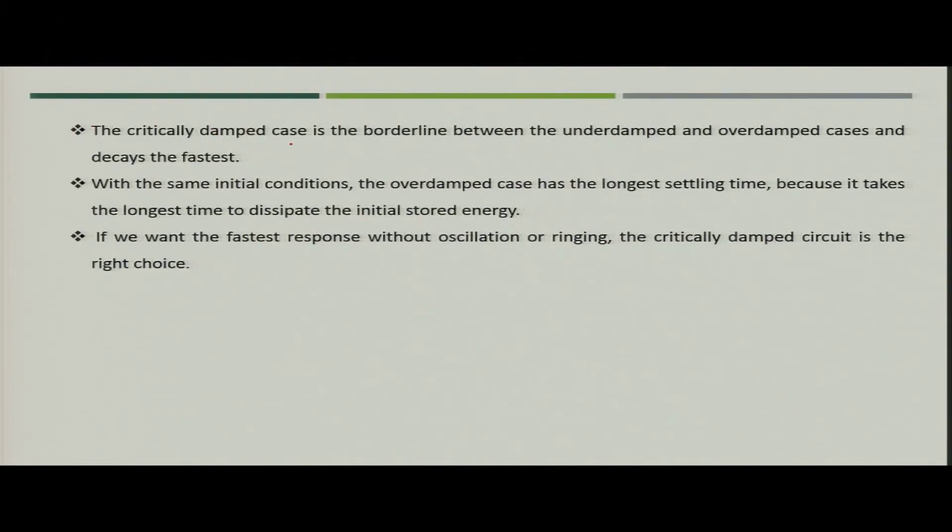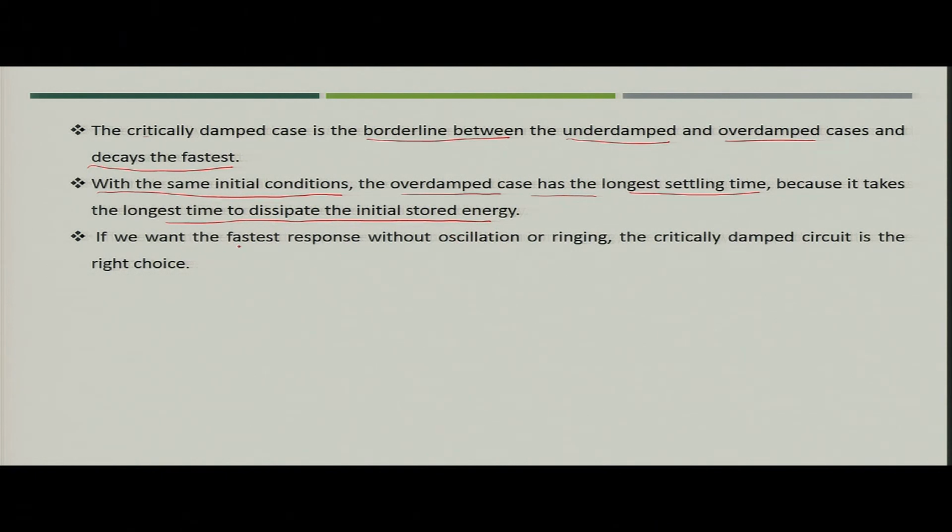Now, the critically damped case is the borderline between underdamped and overdamped cases and decays the fastest. So, if you have a system which is critically damped, it means that it will decay the fastest. With the same initial conditions, the overdamped case has the longest settling time, because it takes the longest time to dissipate the initially stored energy in the storage elements.